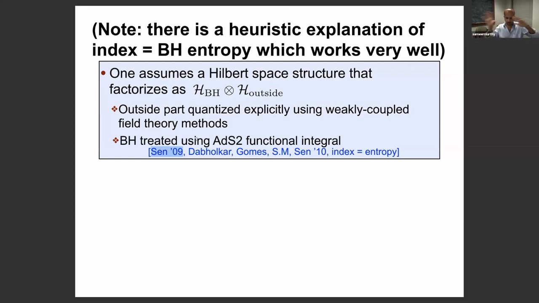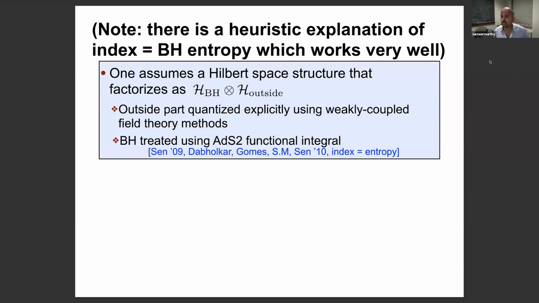Then you assume some kind of a factorization, and when you look at the index you say the index has contributions from here times a contribution from here, and the black hole itself. Then you change that putative Hilbert space into a functional integral, and then you treat the functional integral using whatever method you have with AdS2 boundary conditions. Okay, and then there's a whole set of arguments which says why the index for the AdS2 functional integral equals the entropy of the black hole. I'm not going to repeat this here unless there are specific questions. But that's sort of the way to get around this.